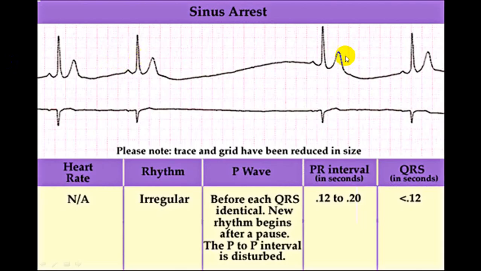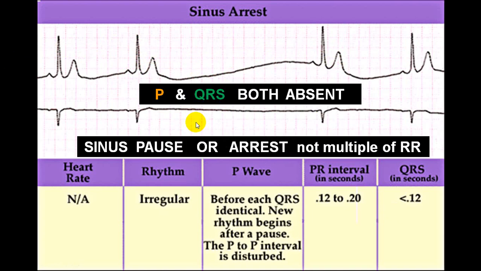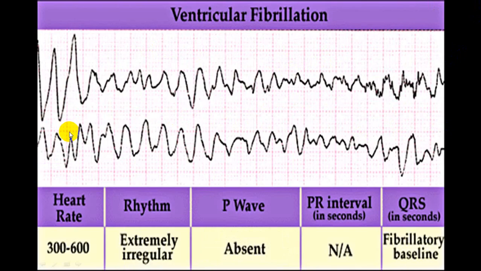You can see here, this is a big RR interval. There is no PQRST, and if you calculate this, it is not the exact multiple of the previous RR. So here, PQRST are both absent. There is no P wave, there is no QRS complex. And this is typical. We call it sinus pause, or sinus arrest. And that pause is not a multiple of RR.